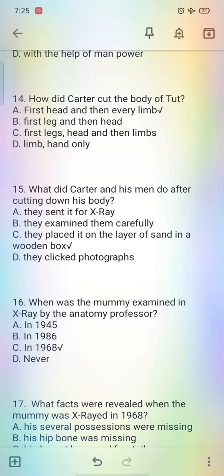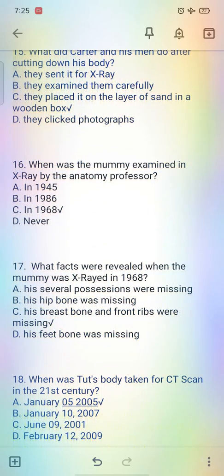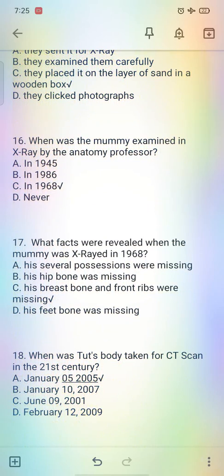When was a mummy examined in X-ray by the anatomy professor? In 1968. This option has been ticked. Question number 17. What facts were revealed when the mummy was x-rayed in 1968? His several oppositions were missing, and his hip bone was missing.